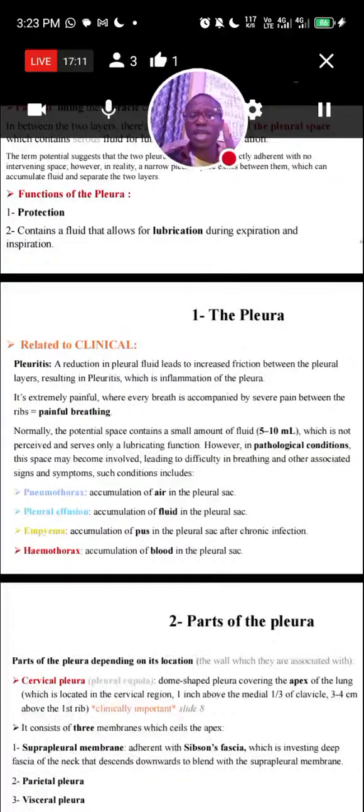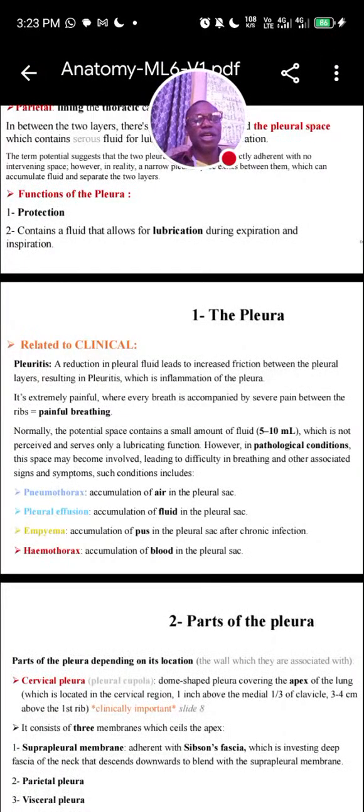The first P is pleuritis, not plurisitis. Pleuritis. The next one is pneumothorax, when you have air in the thorax. Talk about pleural effusion, when you have fluid in the pleural. And we talk about empyema. Empyema is when you have accumulation of pus. We talk about hemothorax. That is if blood is found in the pleural sac. Hope we are making progress. Thumbs up if you are following.